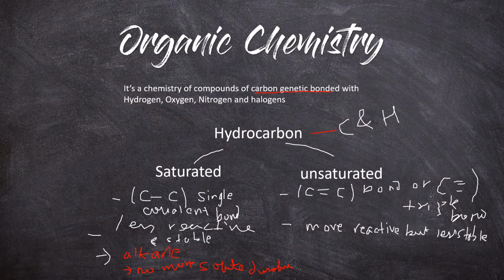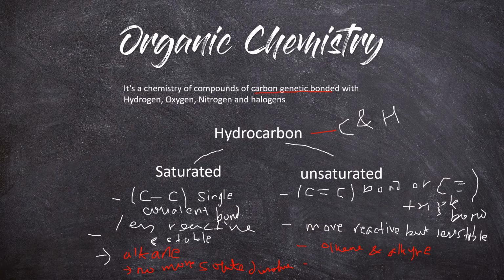The unsaturated ones are alkene and alkyne. In alkene or alkyne, more solid dissolves. In saturated, no more solid dissolves, meaning there won't be any more solid.